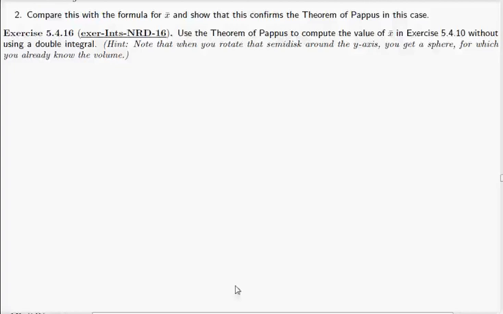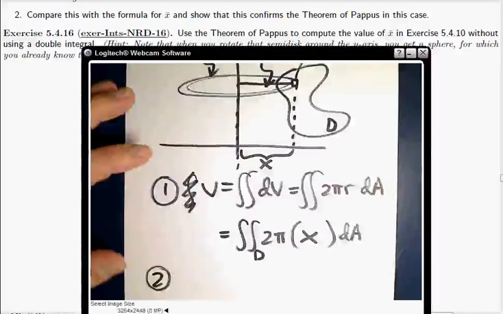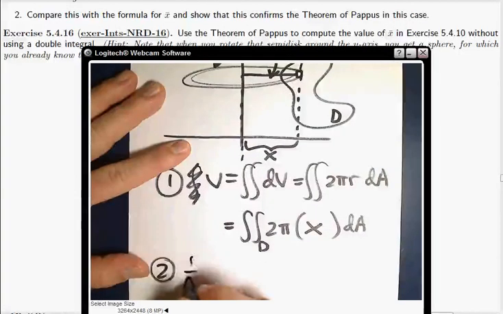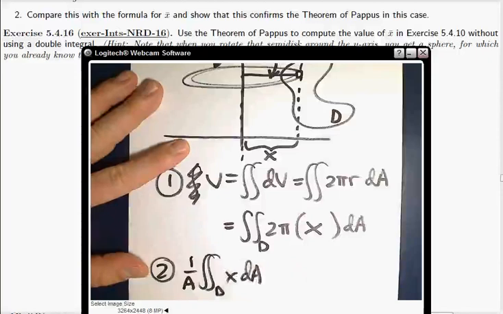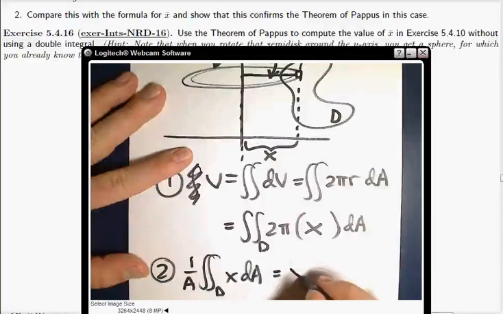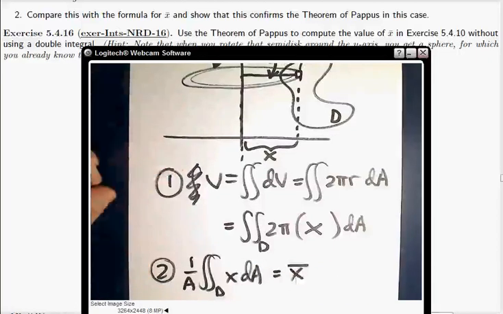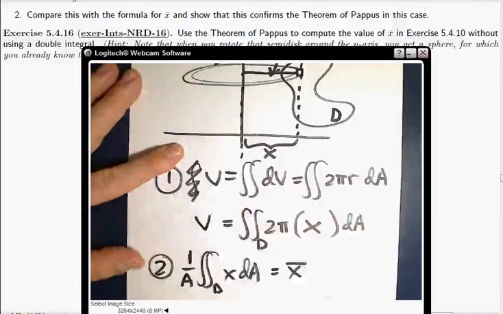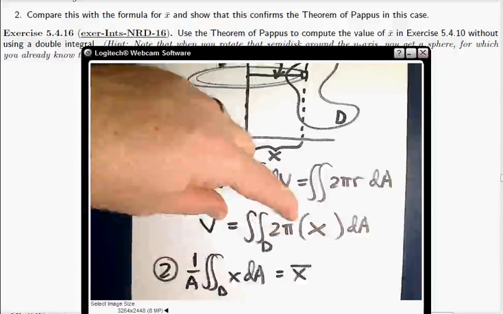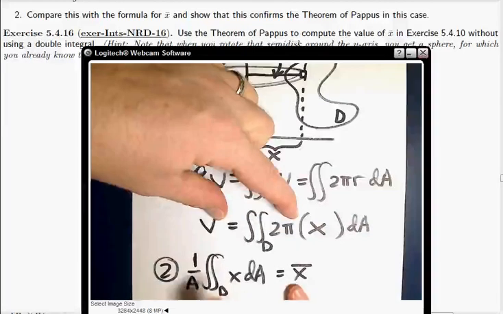So we get 1 over a integral x dA. That's x bar. Okay. So I've got two things. I've got the volume is this. I've got the x bar is that.